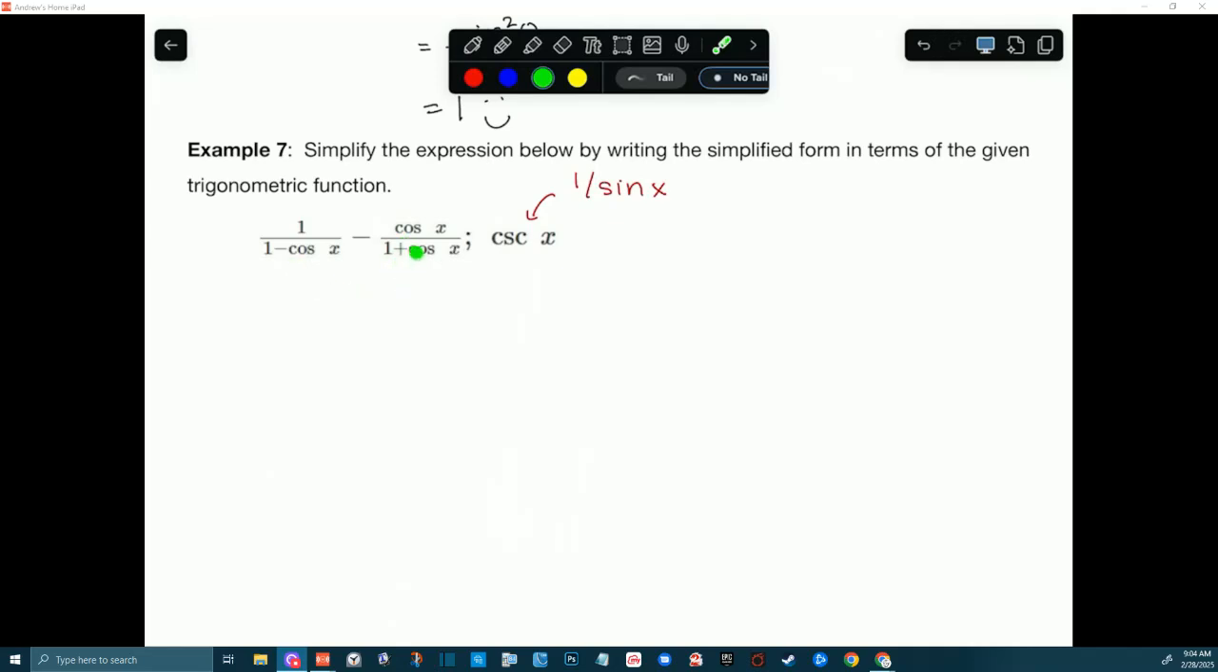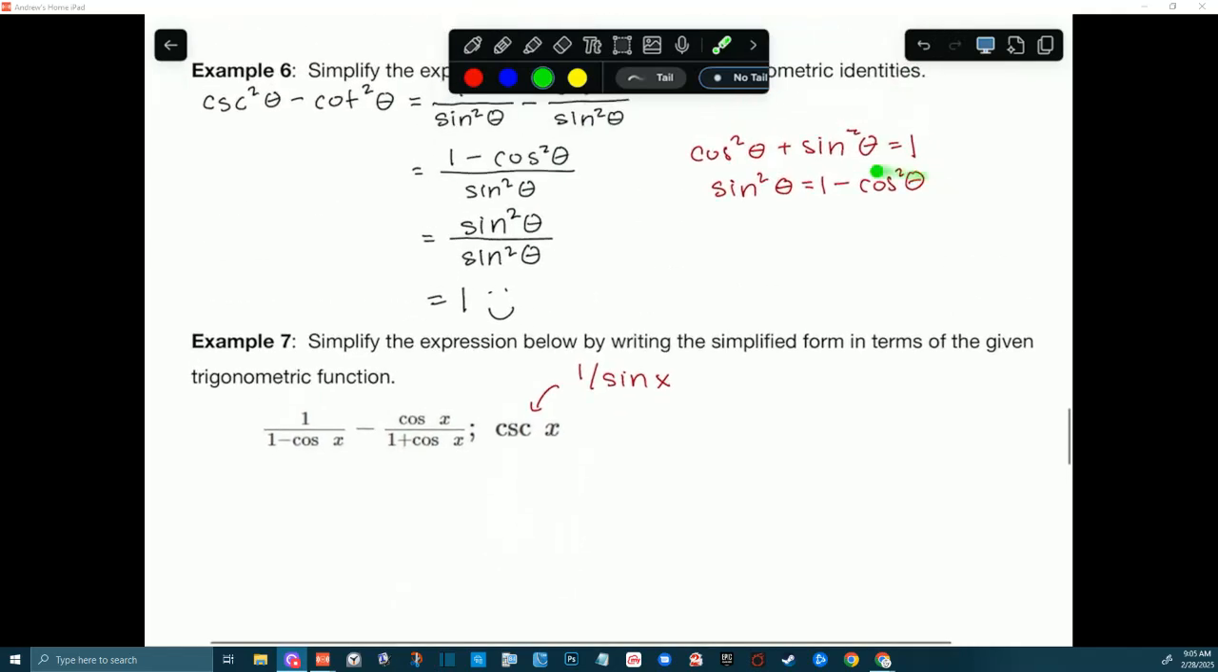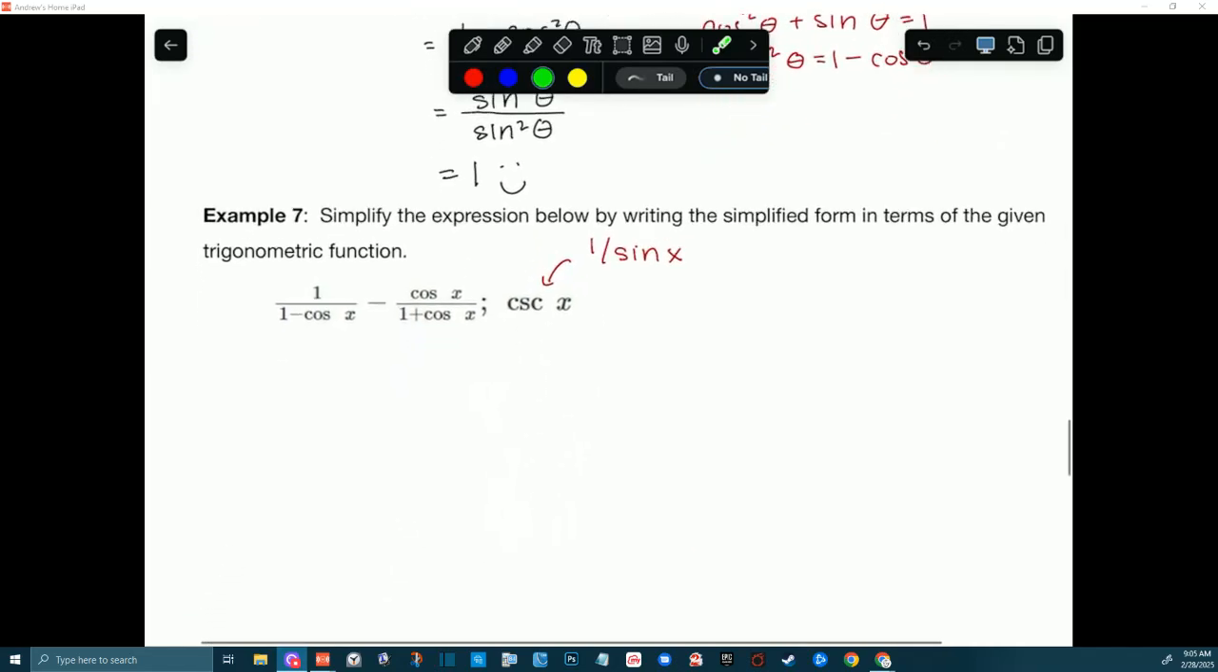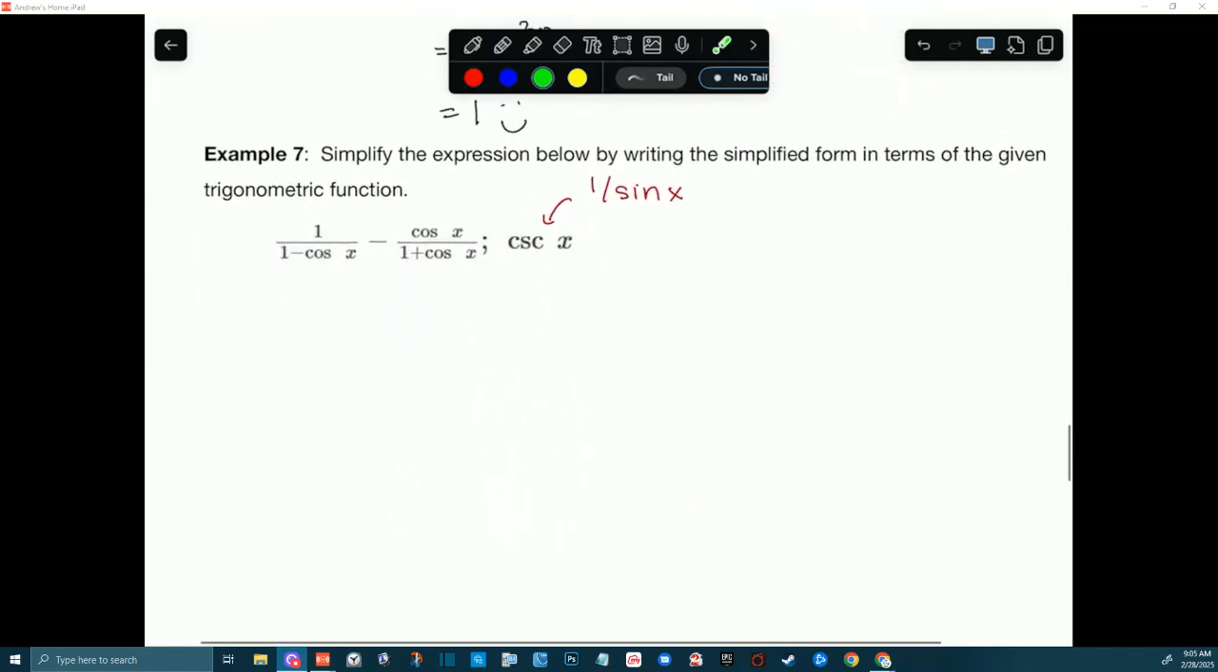And I know that if I multiply those, I get a difference in squares, which would be helpful because 1 minus cos squared is sine squared. We saw that in our last example. We did that replacement here. So if I can get this in the denominator, I can get this in the denominator, which is going to give me a cosecant. So let's go ahead and do that.